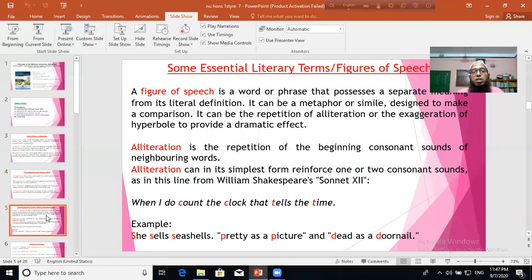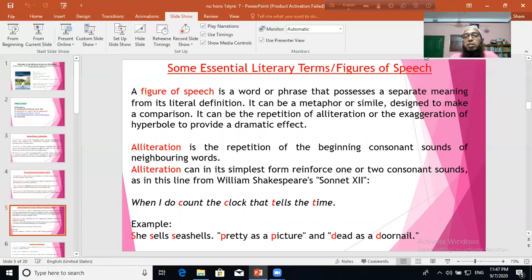Now let us see some essential literary terms or figures of speech that we come across while reading any literary text or stories. Now, what is figures of speech? There are 8 parts of speech: noun, pronoun, adjective, verb, adverb, preposition, and conjunctions. And of course, you know the definition of parts of speech. Parts of speech means each and every word, the name of the words according to their function in a sentence.